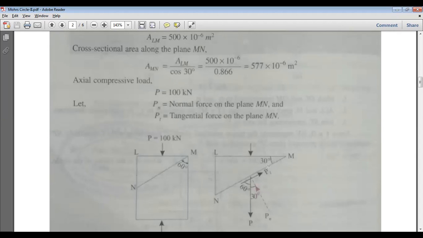Now we have taken this plane, that is plane MN, and we know the force that is acting along this face MN will be tangential force, and there will be another force that is acting normal to this face MN, that is PN. So this force will be having two types of forces, PT tangential force and normal force, and ultimately this will result in two different types of stresses, that is normal stress and tangential stress. So PT and PN is given.